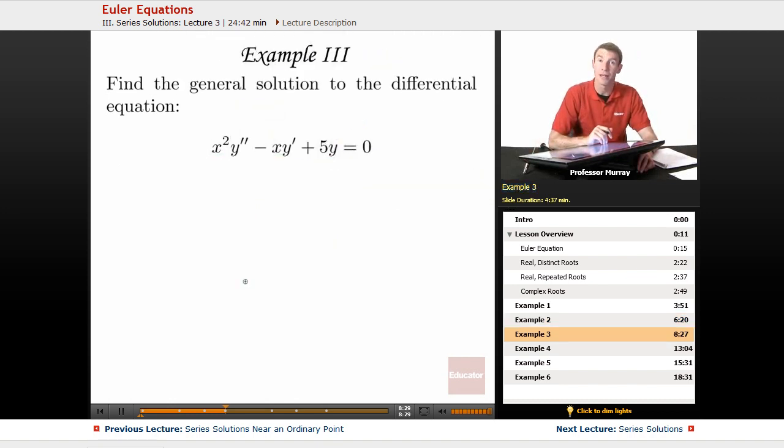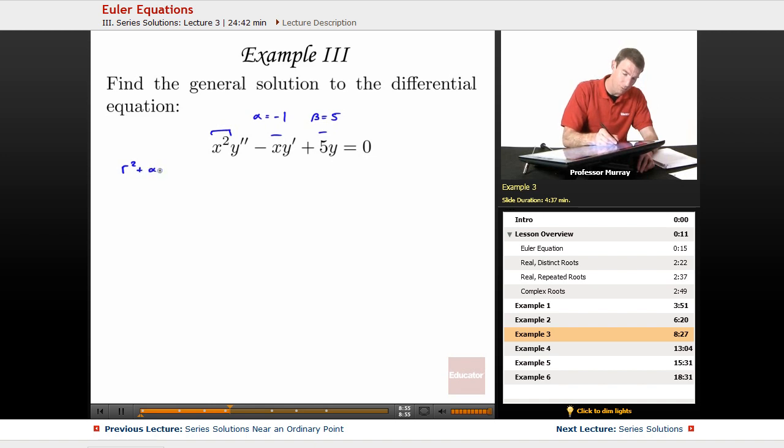Our next example here, again, we have an Euler equation. We can check that by noticing the descending powers of x, x squared, x, and a constant there. So we've got the descending powers of x. We've got an Euler equation. Our alpha here is negative 1. Our beta is 5. So those are the values we're going to use in the characteristic equation, r squared plus (alpha minus 1) r plus beta equals 0. So if alpha is negative 1, then alpha minus 1 is negative 2, and beta is still 5.